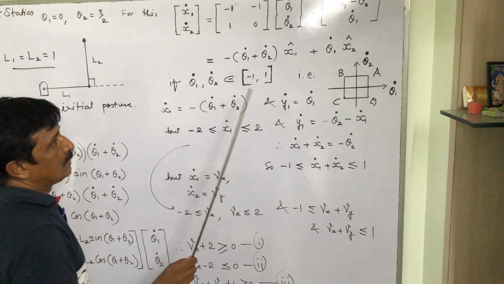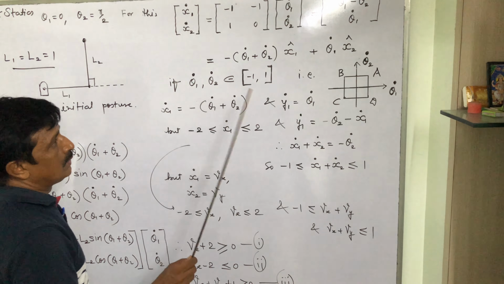Up to a certain limit, this way. And from this, I can move this way also. See, the tip is descending this way directly. So in this initial posture, this point can move in any direction.